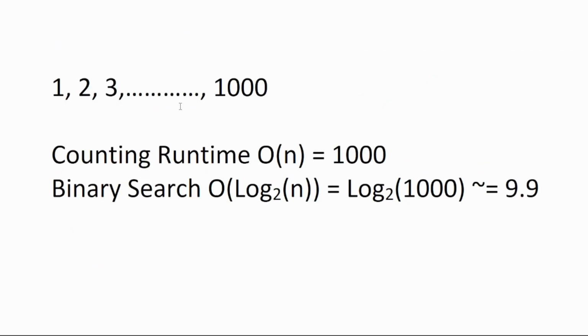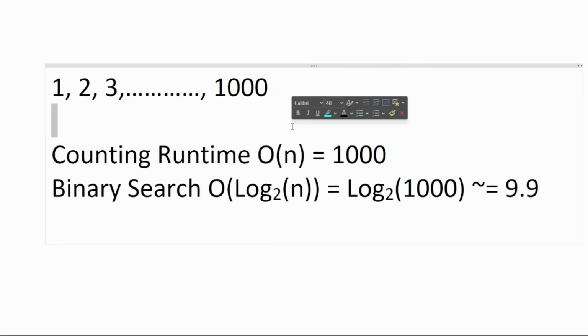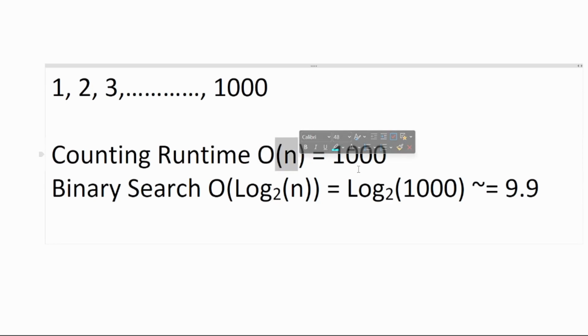To help you better understand how fast binary search is, say you have 1 to 1000, right? If you just want to find 1000 by counting, then you go 1, 2, 3, 4, 5, 6, 7, 8. You basically need to process every element once. Therefore, the runtime is O(n), which is 1000. You have to count all 1000 of them to reach your target.